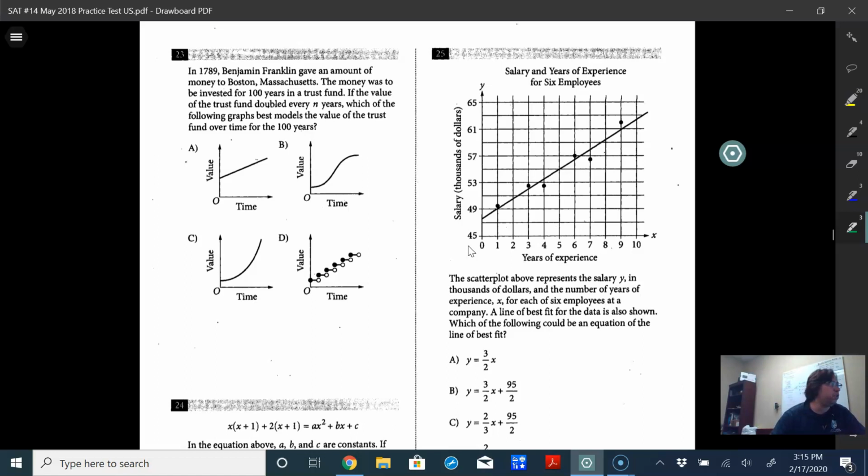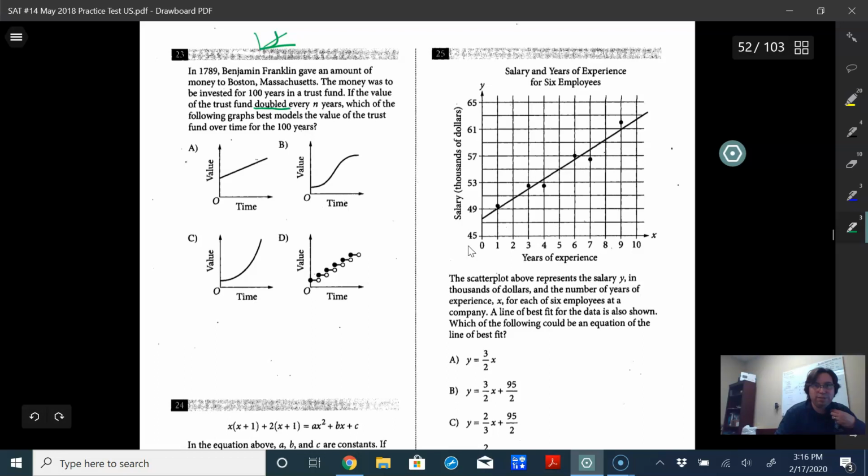Okay, so let's look at number 23. It says in 1979, Benjamin Franklin gave an amount of money to Boston, Massachusetts. The money was to be invested for 100 years in a trust fund. A lot of times when we're talking about money, remember, we're talking about whether it's linear or exponential growth. And the money was to be invested for 100 years, and the value of the trust fund doubled.